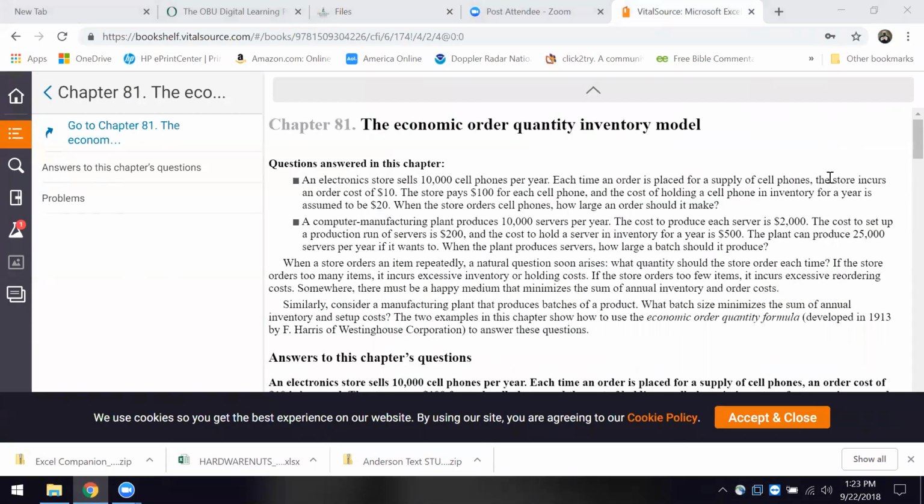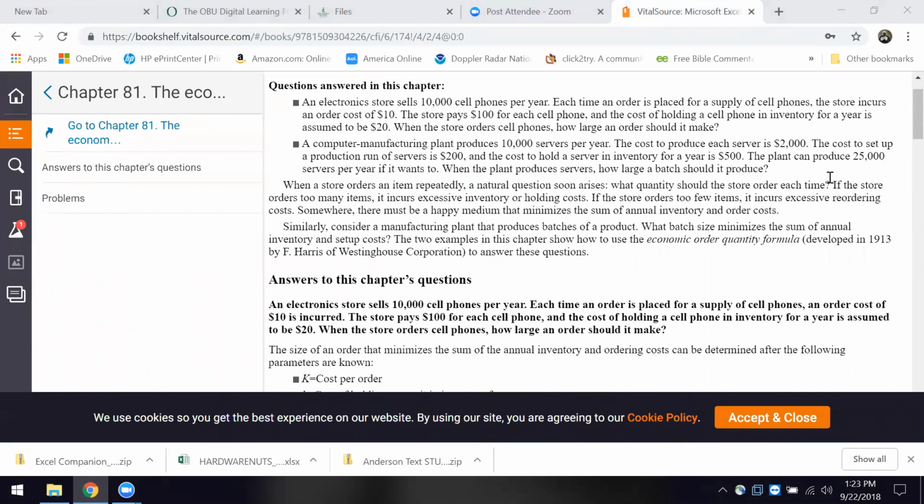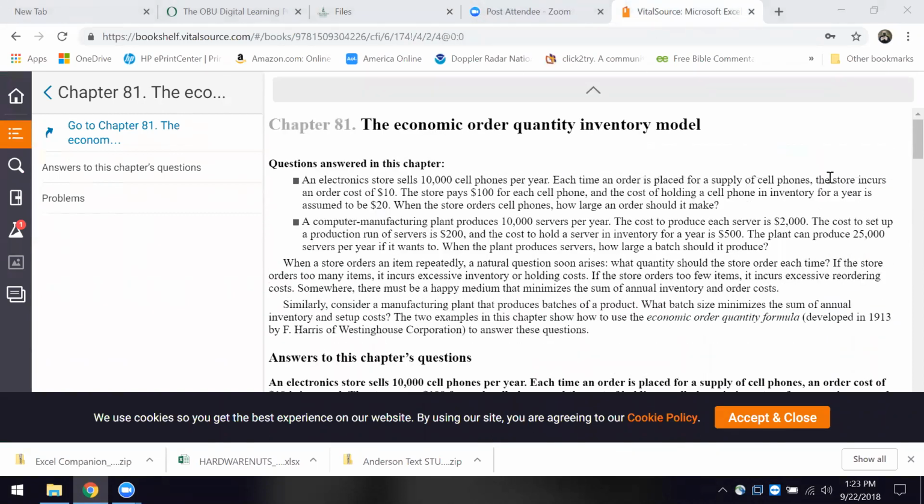Now, let's pop back up here for just a moment and go over to the textbook and take a look at what they're giving us as input. And this is chapter 81. They give us some information in these bullet points about a company that sells cell phones. Now, this first one is a company that sells stuff. The second is a manufacturer that produces stuff. And so when we look at economic order, we have to look at it from two particular perspectives.